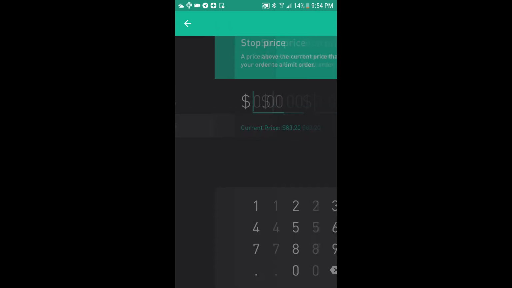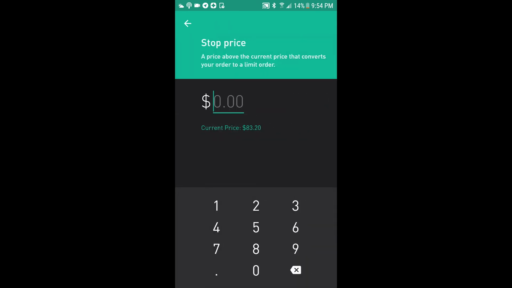A stop limit is a price that you give Robinhood after you bought a stock for when you want to sell the stock. Say you bought a stock at $80, it goes up to $85, and you set your stop limit to $85. It will automatically sell that stock to help you lock in the profits that you made.